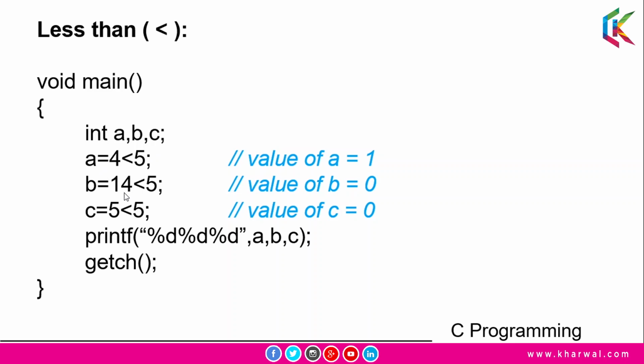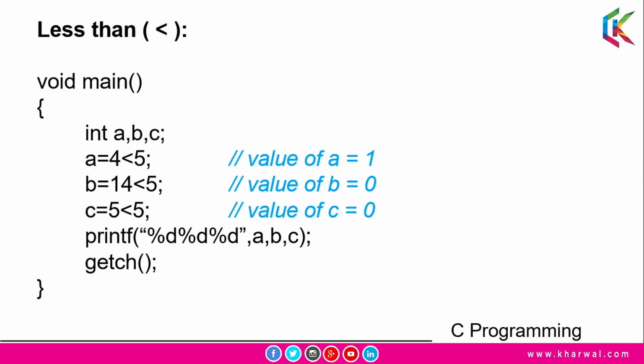And in the next expression 14 is less than 5, so this expression will be false and it will return 0 that will be stored to b. And in the next expression 5 less than 5, so this expression will be false because 5 is not less than 5, so it will return 0 and will be stored to c. So the values of a, b and c are 1, 0 and 0.